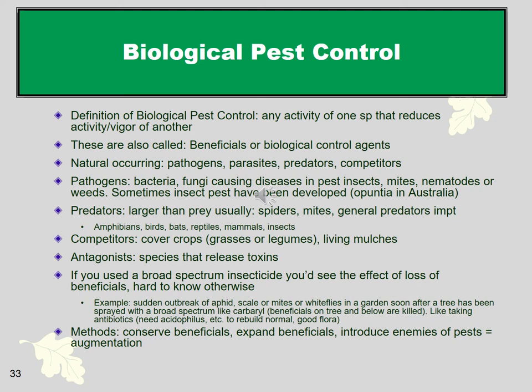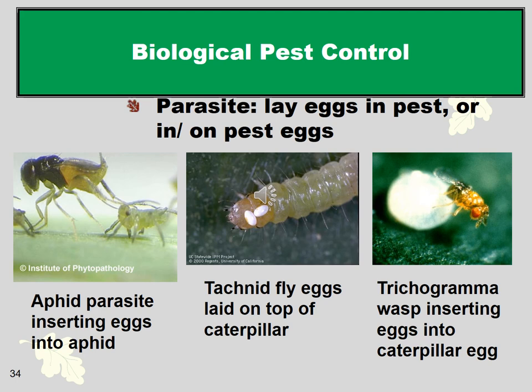And a few examples here. Here's a parasite, and this aphid parasite lays its eggs, inserting them into the interior of the body of the aphid. When those eggs hatch, they eat the insides of the aphid from the inside out. Arachnid fly: these eggs are laid on the head or top of a caterpillar, and the same thing happens. They hatch and then they eat the brains out of the caterpillar.